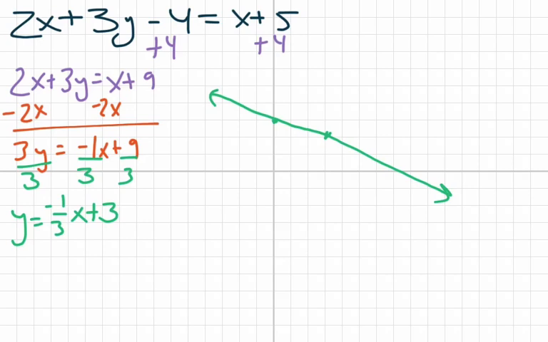For this one, I don't know why I did this one differently, but I did do it differently. I added the 4 first. So negative 4 plus 4 cancels out, and then 4 plus 5 is 9. Then I subtracted the 2x. So 2x minus 2x is 0, leaving me with the 3y. 1x minus 2x is negative 1x. And then divided everything by 3 to get y equals negative 1/3 x, and then 9 divided by 3 is 3. So my y-intercept is 3, my slope is negative 1 over 3, so I count down and then to the right.